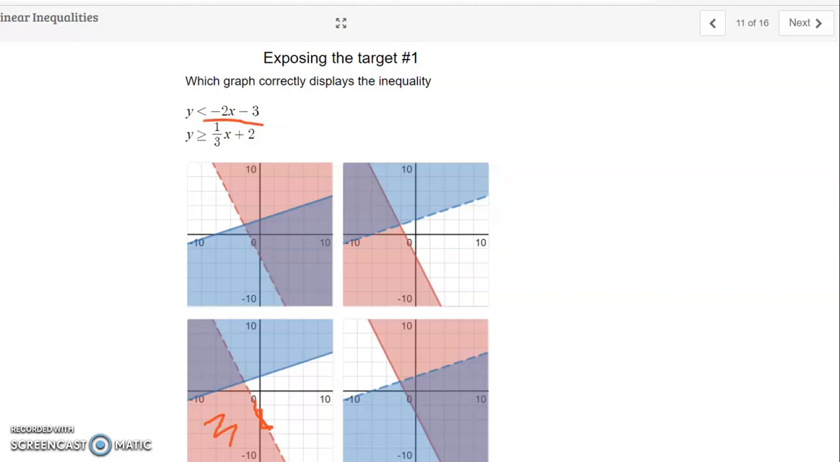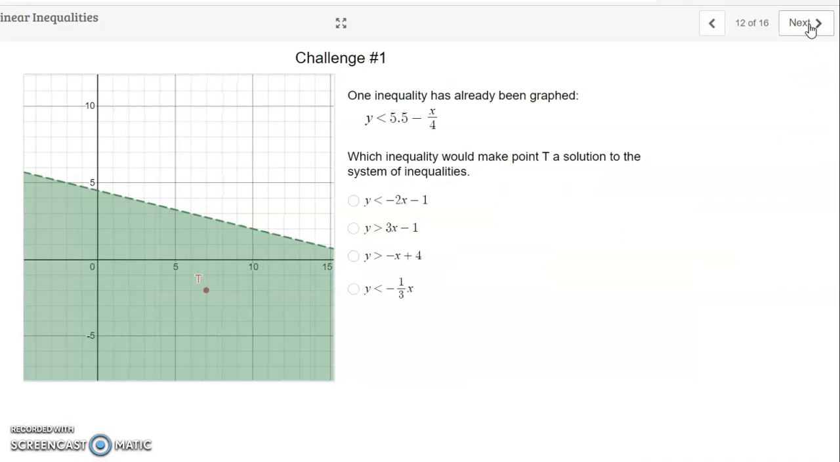And then for this equation right here, I'm looking for a y-intercept of 2, okay. My slope is 1/3, so that means I need to go up 1 to the right 3, put a dot, and then it needs to be a solid line because y is equal to, and then since y is greater than, we're going to shade above. Alright, so the correct answer is going to be C. Let's go to the next button.